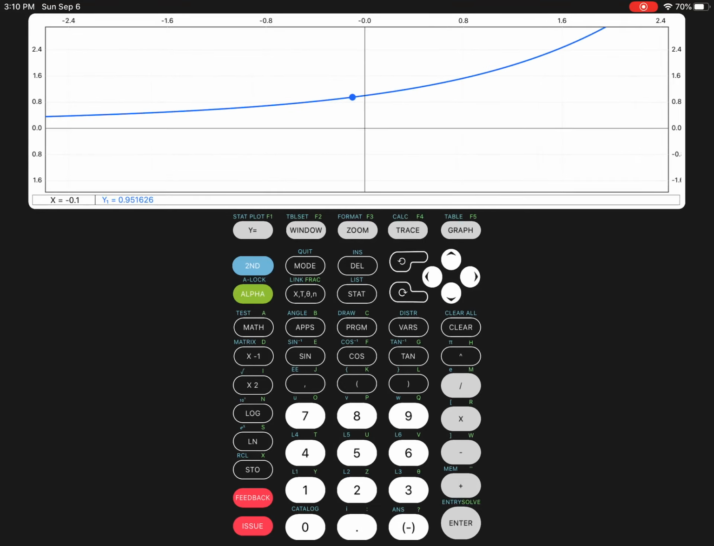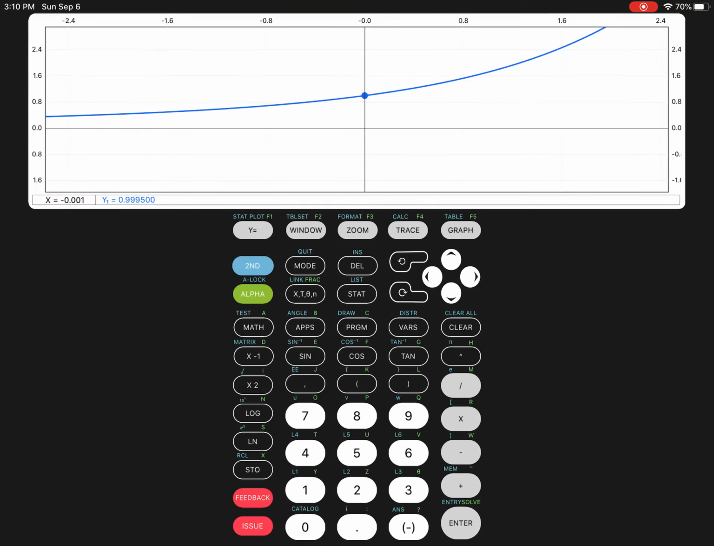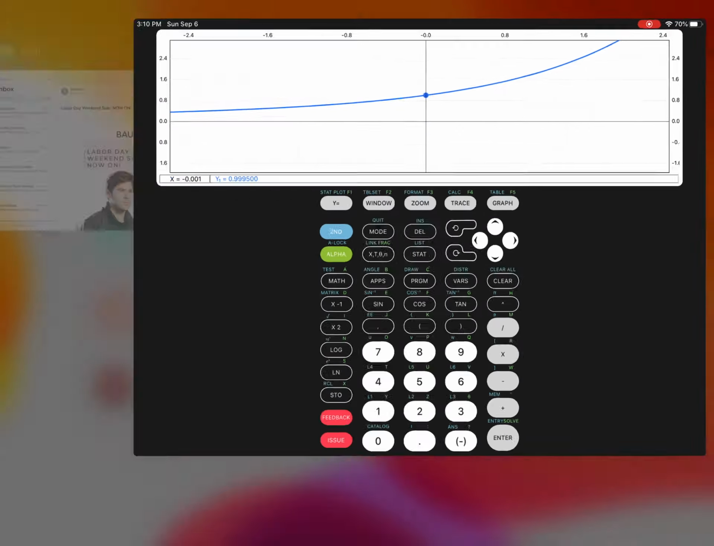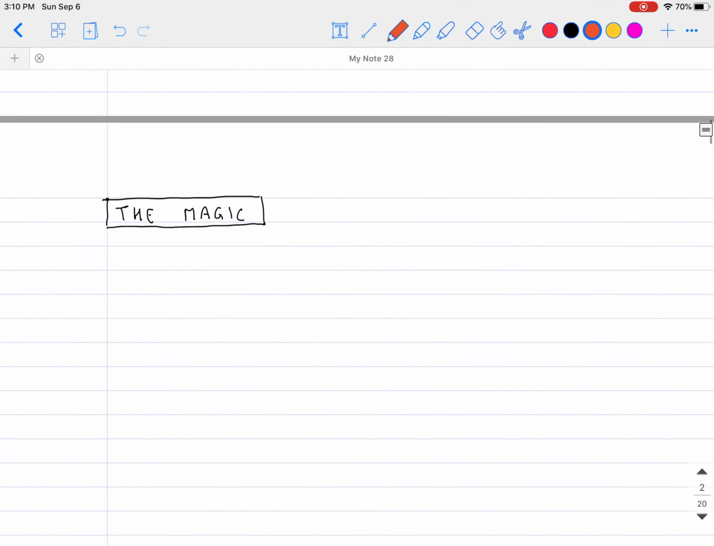And let's just make sure from the left-hand side the same thing. So negative 0.1, right? And then we have negative 0.01, and then negative 0.001. And you can see that from the left-hand side it's also approaching 1. So one would say that the conclusion is that this guy right here is going to be equal to e to the x times 1, and lo and behold, look at that, the derivative of e to the x is just itself. So that's going to be y prime.